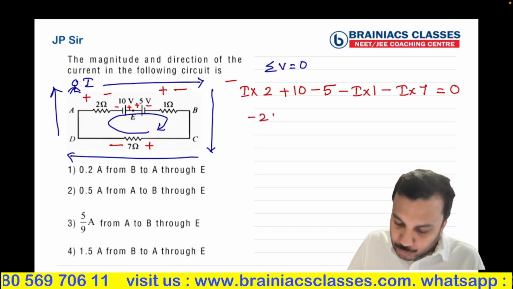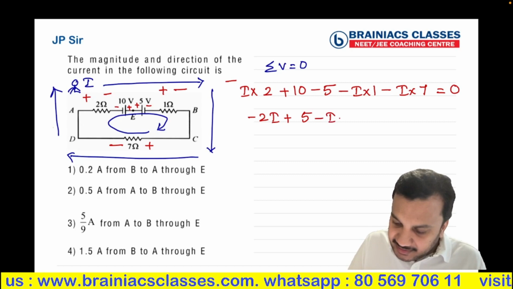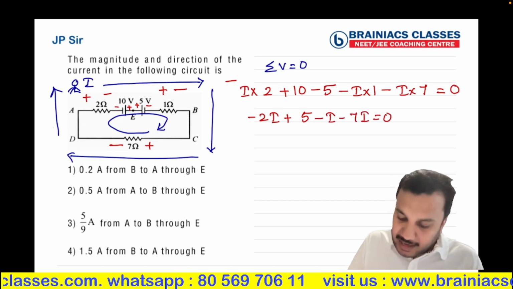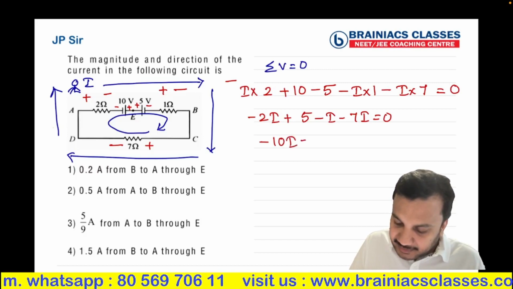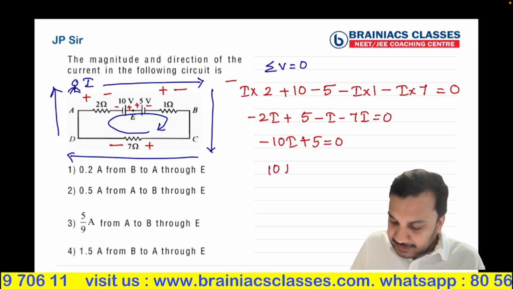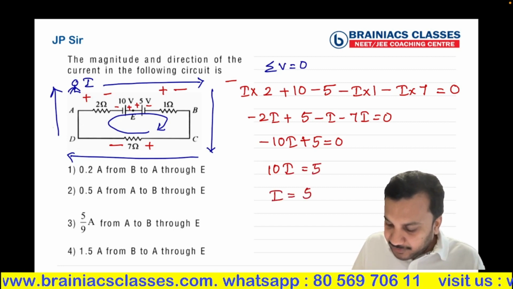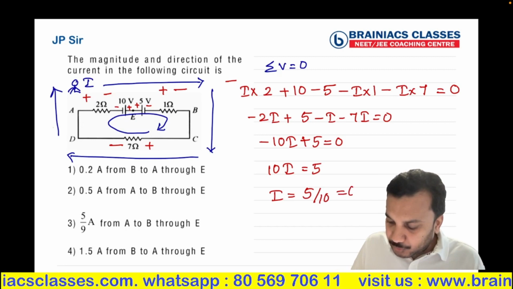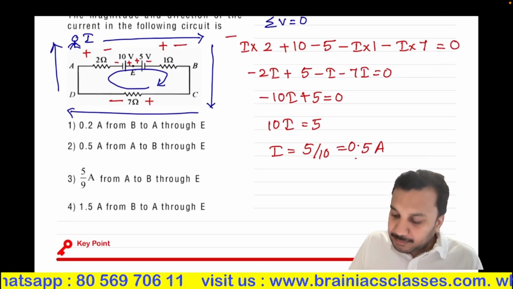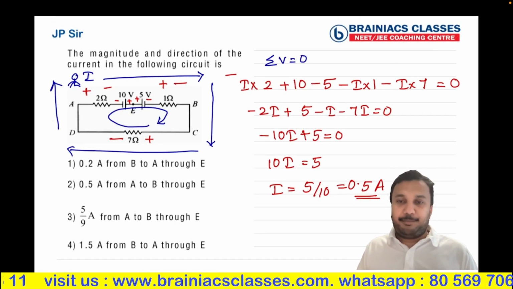Now we have to take all the current elements. So here minus 2i, 10 minus 5, minus i, minus 7i equals 0. If you add everything, you will get minus 10i plus 5 equals 0, which means 10i equals 5. i is equal to 5 by 10, which is equal to 0.5 ampere. What is the meaning of this? 0.5 ampere. So the current is 0.5 ampere.